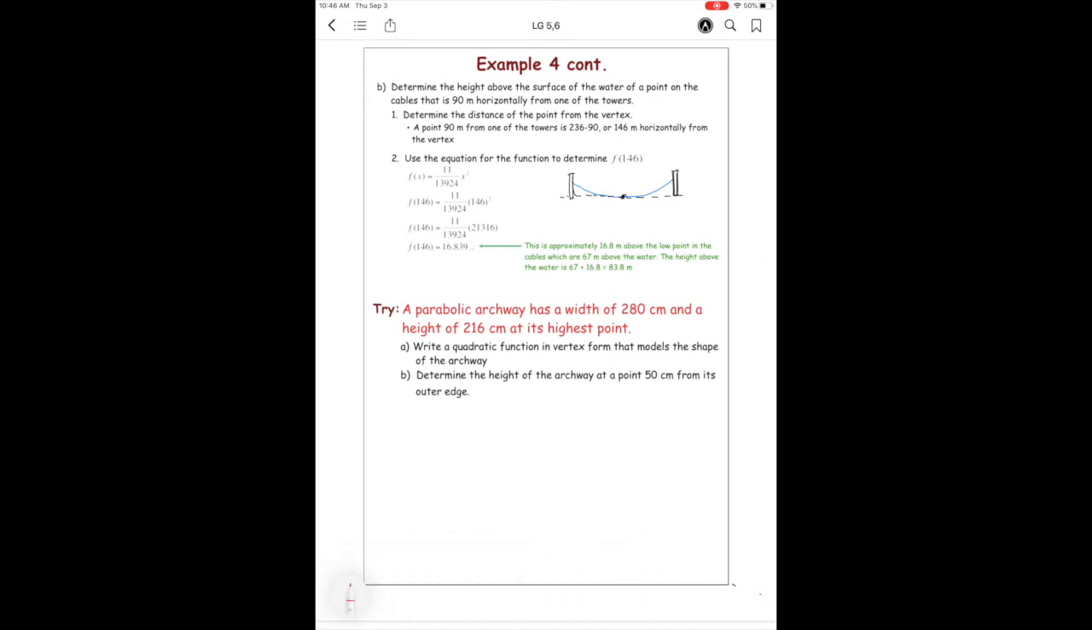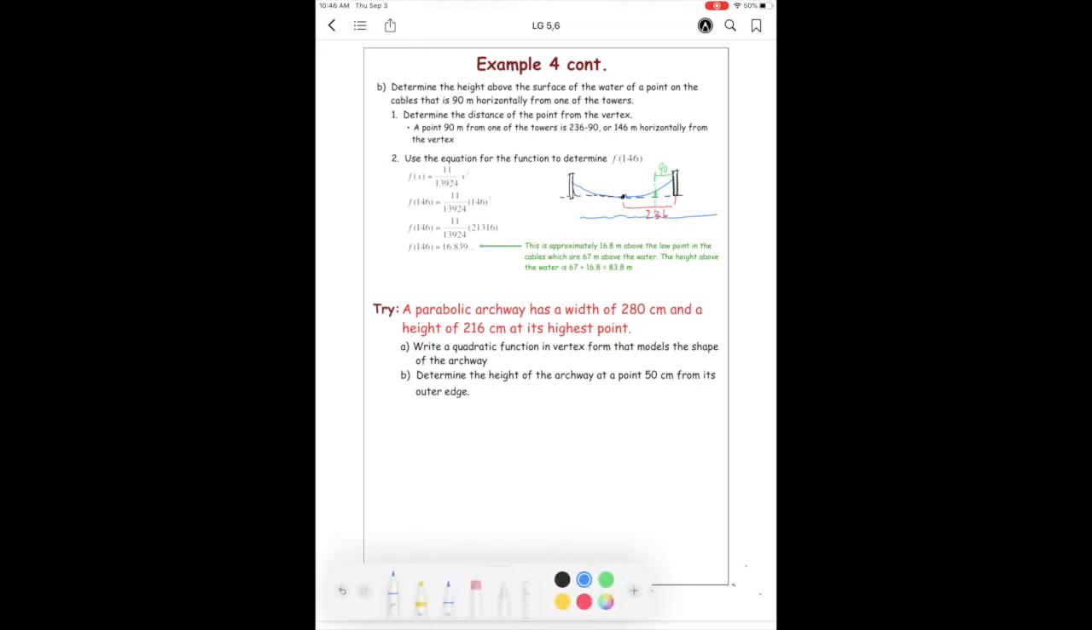And we know the distance from here all the way to there was 236. But this question is asking us, we're going 90 from the tower, so this way, to a point that's 90. And we want to know, what is that height? What is the height from there to there, and then down to wherever the water is?